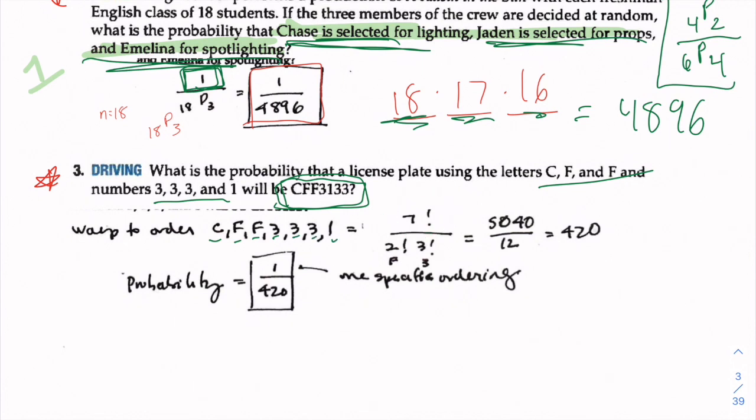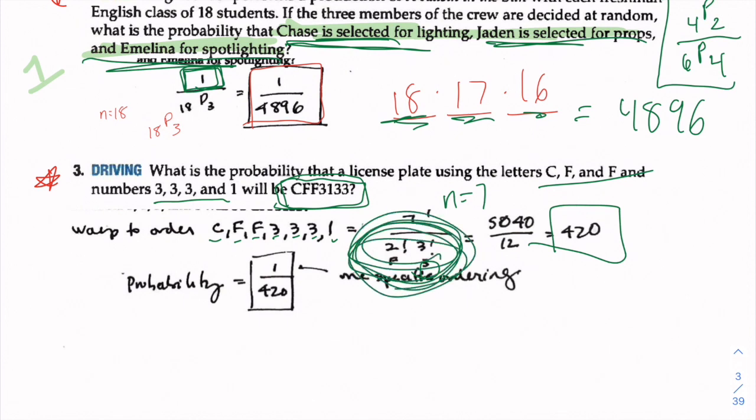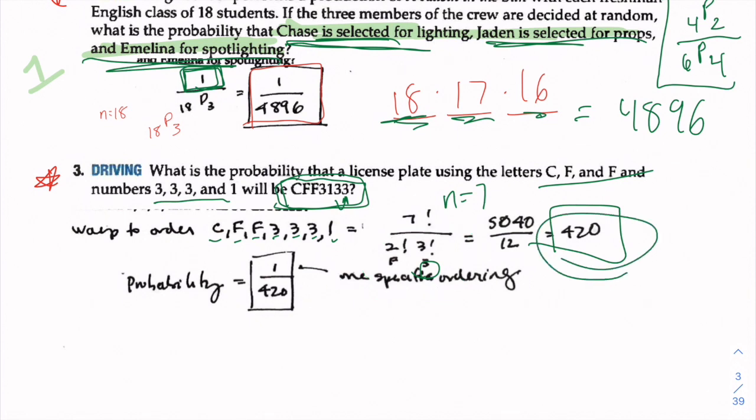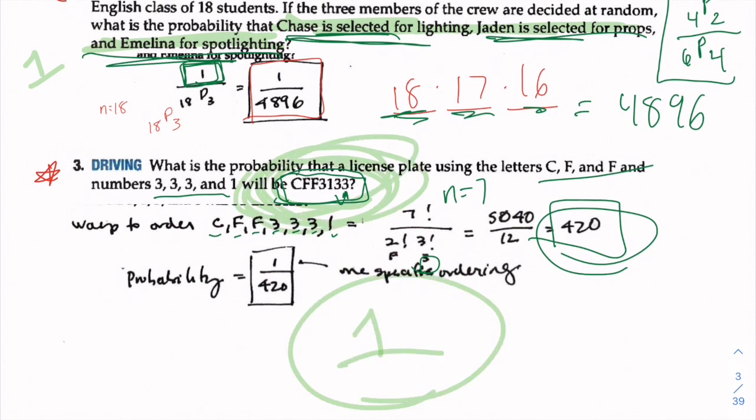You have 7, so n equals 7. What are repeating? This F here repeats 2 times. 3 repeats 3 times. So the number of ways you can rearrange this is 420. Dividing by the repeating, you get rid of the repeats, right? Because if you switch this 3 with this 3, does that change it? It doesn't. So we make sure we get rid of those orders. So it's just 420. And what specific order do we want? This order right here, which is one specific order, which is why you put 1 over 420.